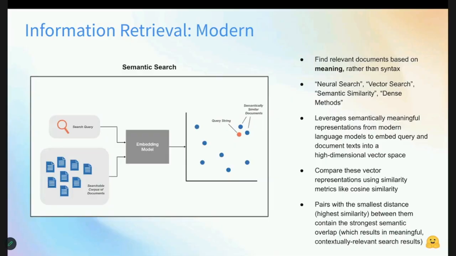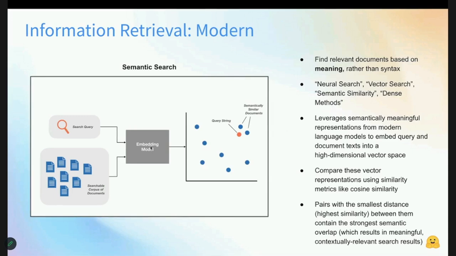So that leads us to this more modern method of information retrieval, which is semantic search. The general idea behind semantic search is to match relevant documents based on meaning rather than syntax. You might have heard this referred to as neural search, vector search, semantic similarity, or sometimes dense methods for information retrieval. And the idea here is that we leverage an embedding model.